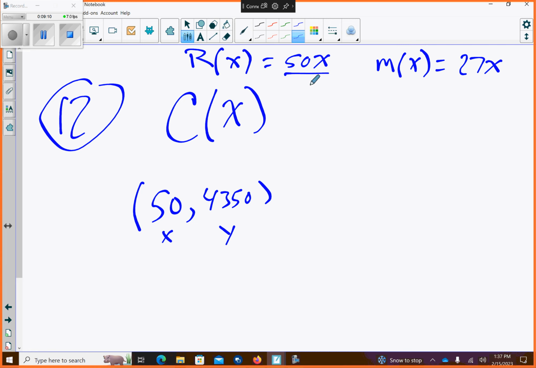XY, that's our slope. I think we can do this. Y minus 4350 equals 50x minus 50. So you could just plug that in right there. Let me write that down so I can, let's flip back and forth.